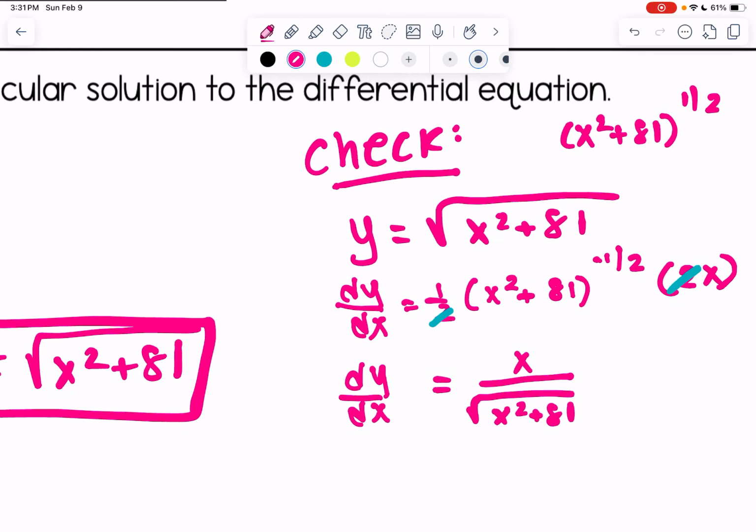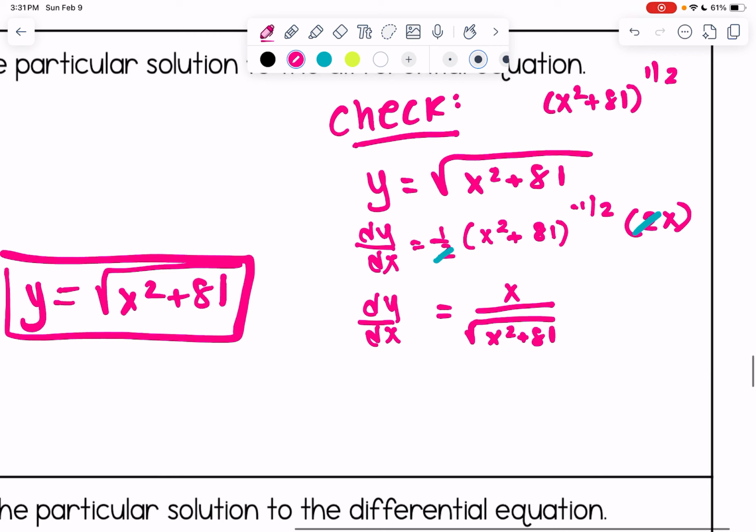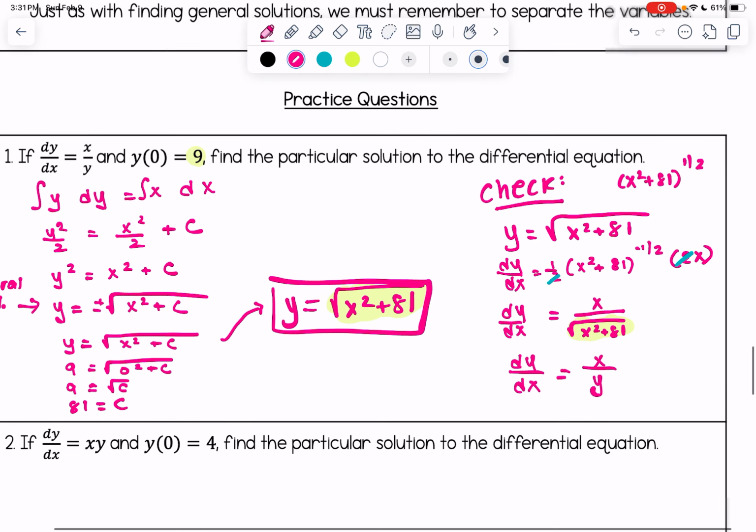So now I have this differential equation. I want to check if it's right. Well, if you notice here, the denominator is what we found over here to be equivalent to y. So if I have the square root of x squared plus 81 in the denominator, I could substitute y for that. And then if I zoom out a bit, you can see that is our original differential equation, so this checks out. So sometimes we have a little bit of algebraic manipulation to do within the check in order to make sure it matches the given differential equation. So again, I'm not going to check the others in the video, but just so that we know, we can check by taking the derivative of our answer.